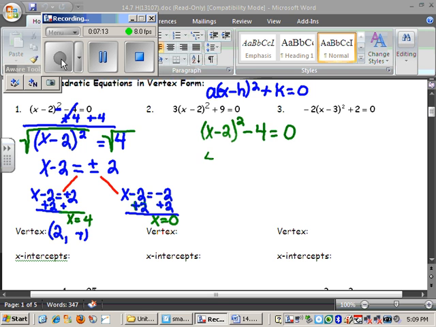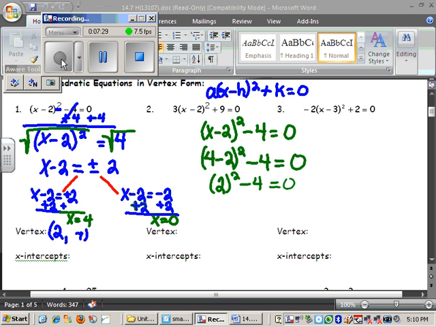And I will have 4 minus 2, and I'm going to square that, minus 4 is equal to 0. 4 minus 2 is going to be 2 squared minus 4 is equal to 0. And then I have 2 squared, which is 4, minus 4 equals 0. Again, all I'm doing is plugging in my solutions back to the original equation so I can check to see if my answer is correct.